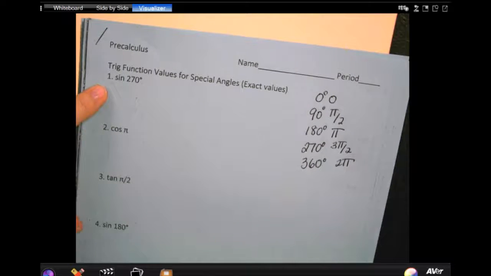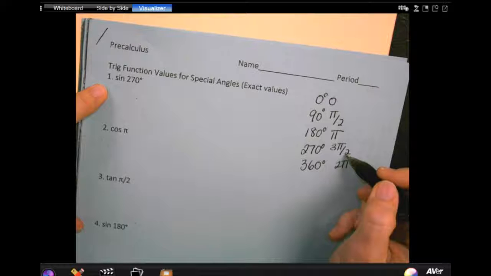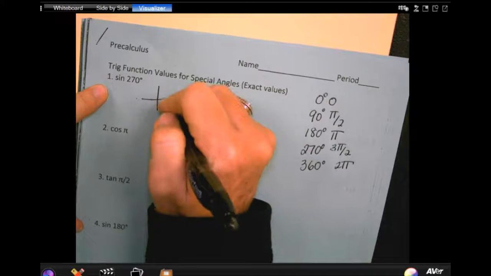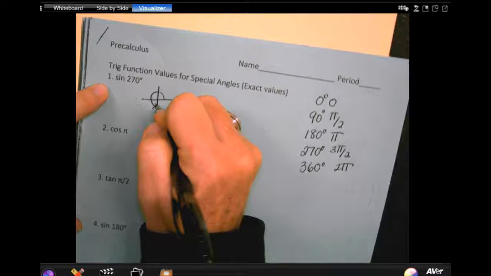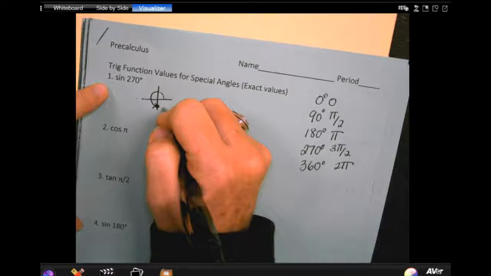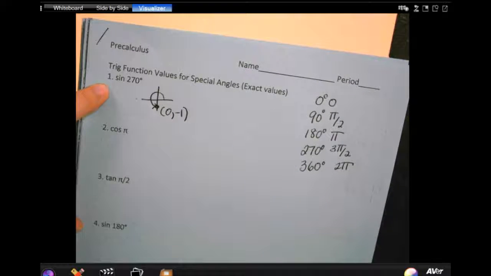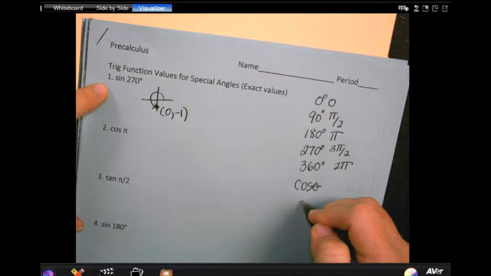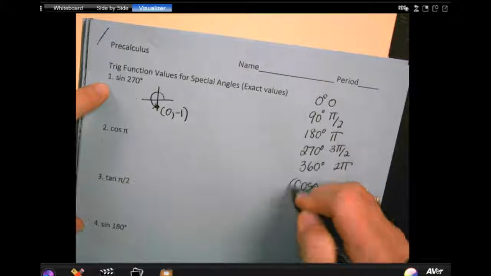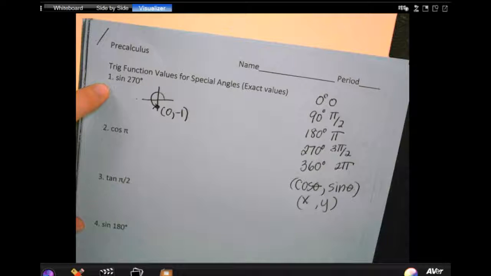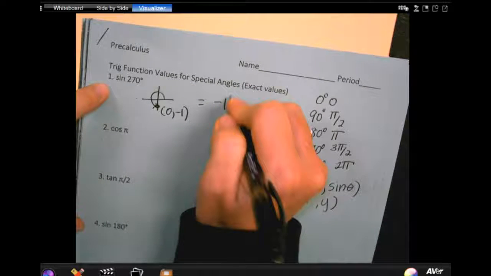So the first one is sine of 270. 270 is 3 pi over 2. So 270 is right here. The point right here on the unit circle, because the radius is 1, is 0 and negative 1. The cosine is your x value and the sine is your y value. This is asking for the sine of 270, which means it wants the y value at 270, which is negative 1.